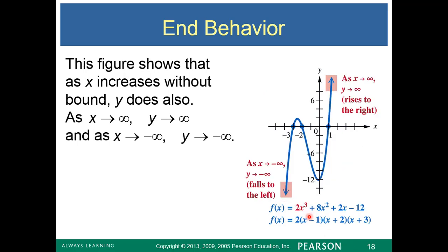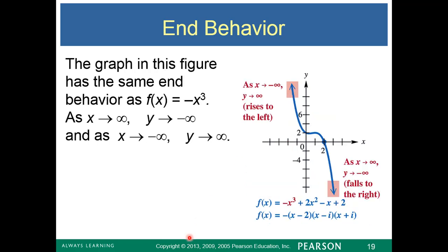And then, of course, the factors here tell us where the intercepts are. Now here we have negative x cubed. The graph in this figure has the same. So what we did was we changed it with negative x cubed with a bunch of stuff here, which factors into this. But this behaves very much like negative x cubed. Well, what is negative x cubed? It's the opposite, the reflection of x cubed.